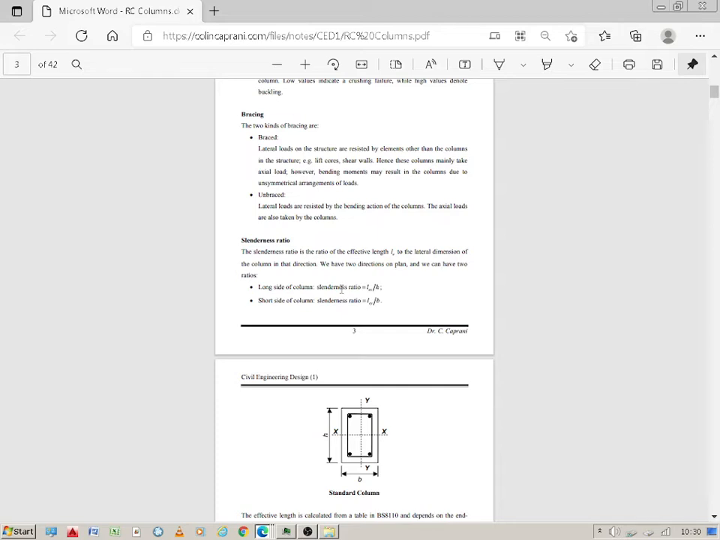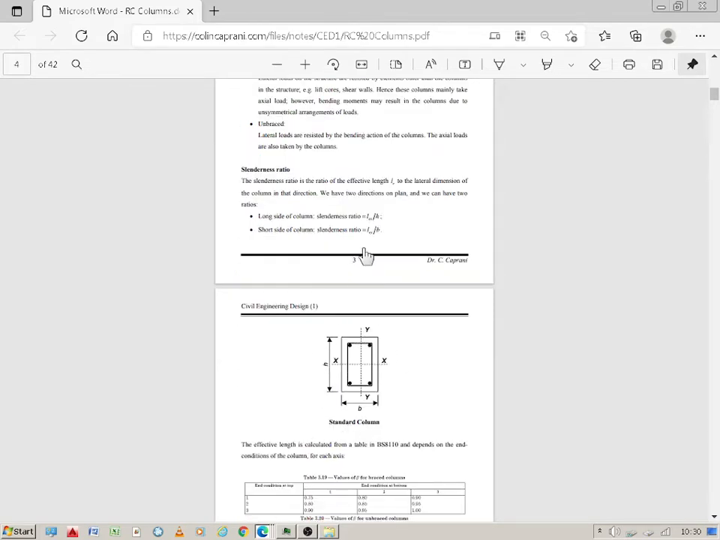So the slenderness ratio is the ratio of effective length to the lateral dimension of the column in that direction. We have two directions on plan, we can have two ratios. For the long side of the column, the slenderness ratio is called LEX/H, as per the little diagram here. For the short side of the column, the slenderness is LEY divided by B. So B is parallel to the x-axis, and the YY axis is parallel to H. So that's a standard column. The short side slenderness ratio is LEY/B.